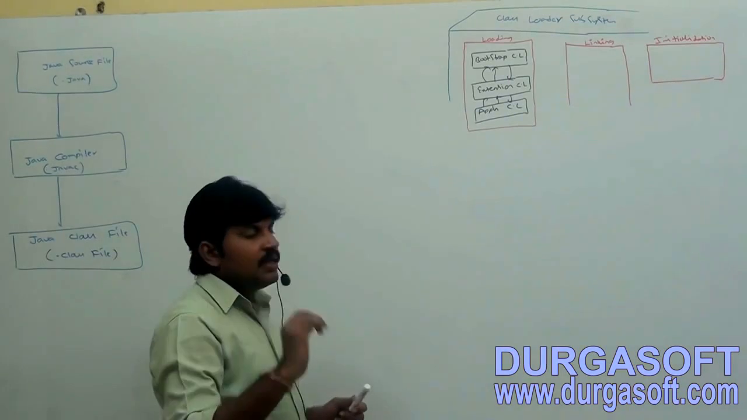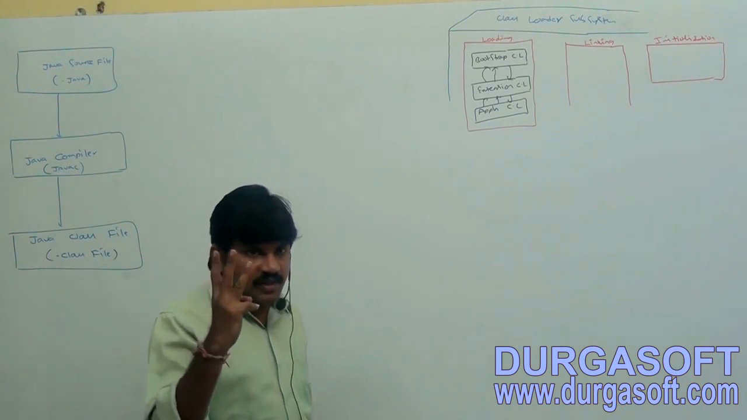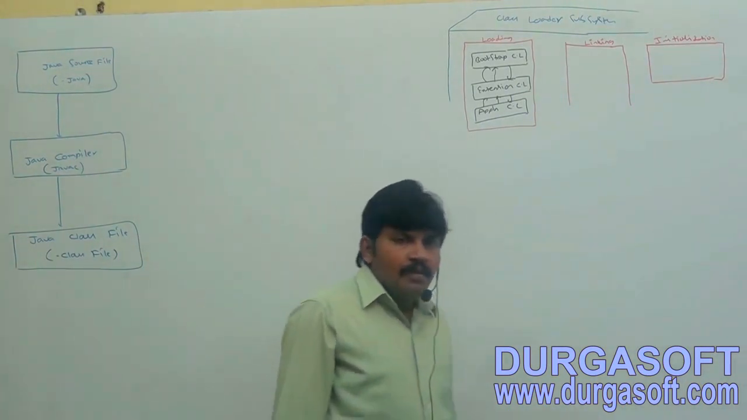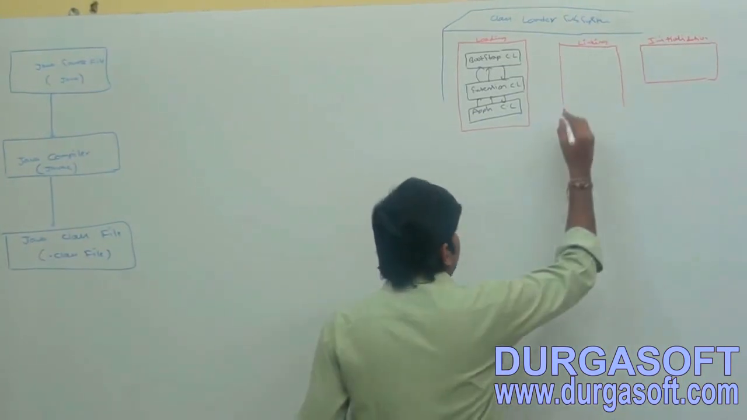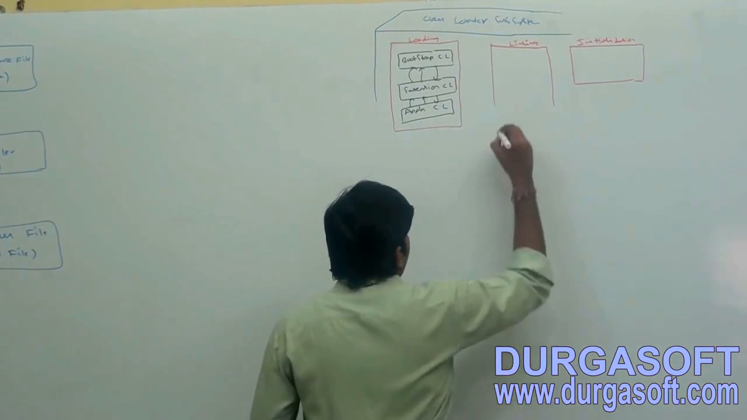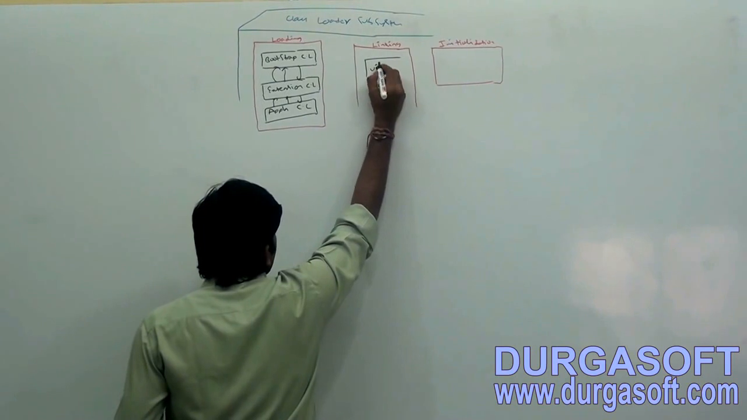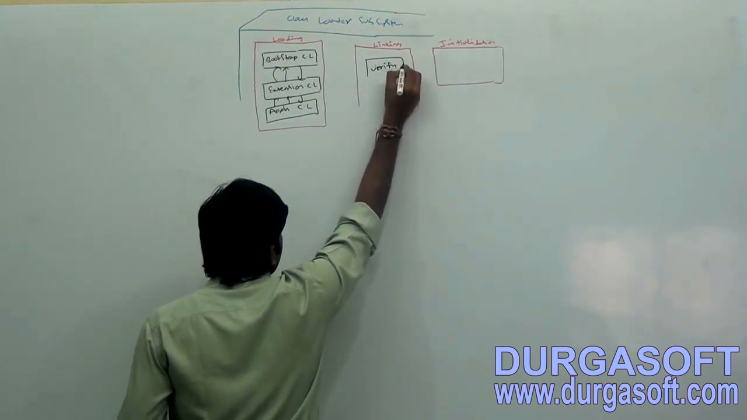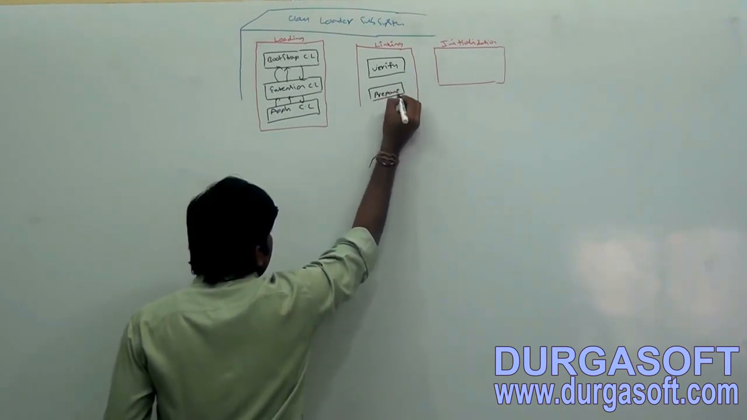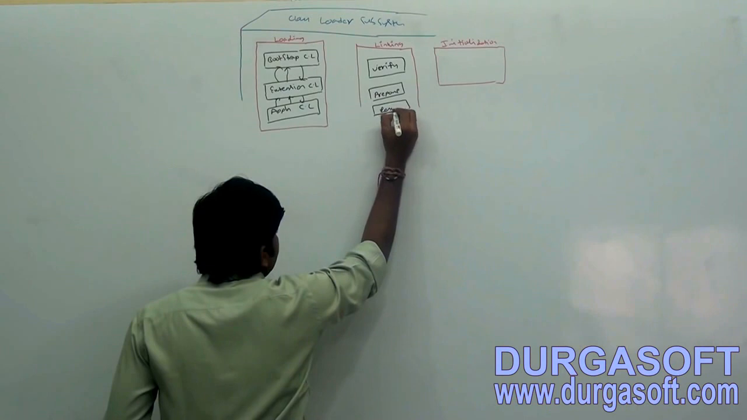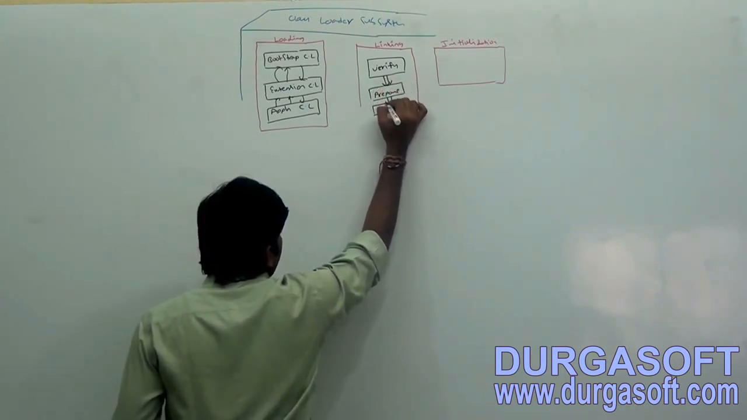Next, after loading, the second part is linking. In the linking, once again three phases are there. What is the first activity that will be performed? The first activity is verify, the second activity is prepare, and the third activity is resolve.